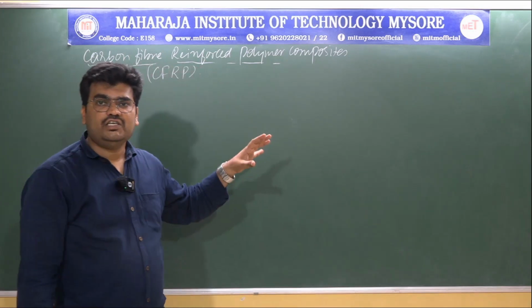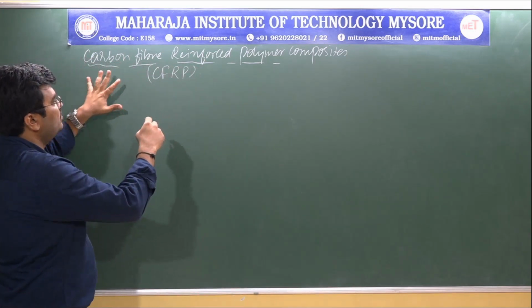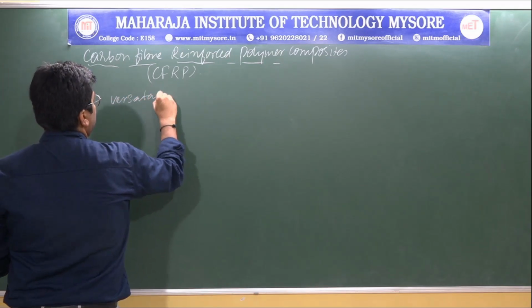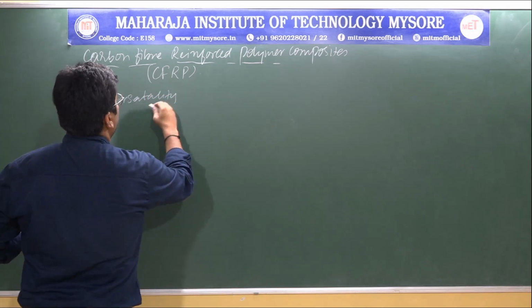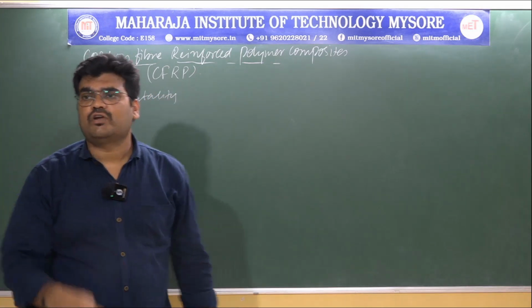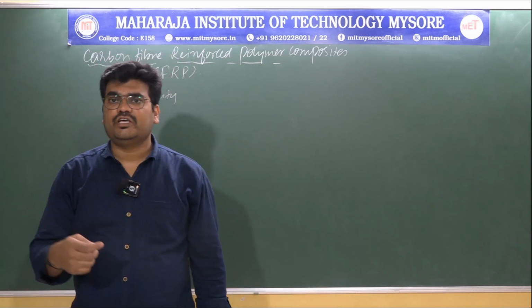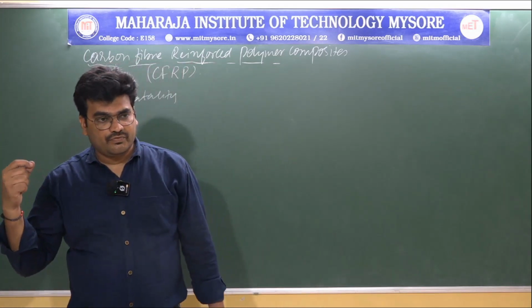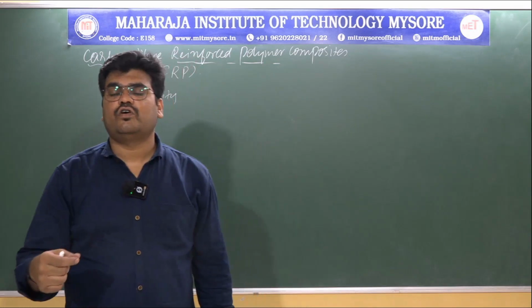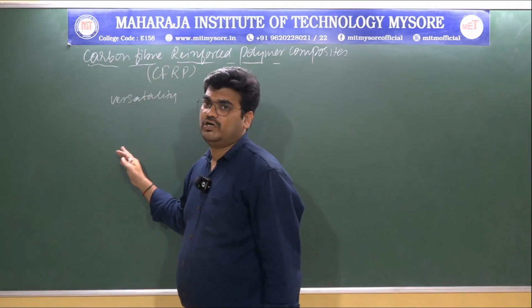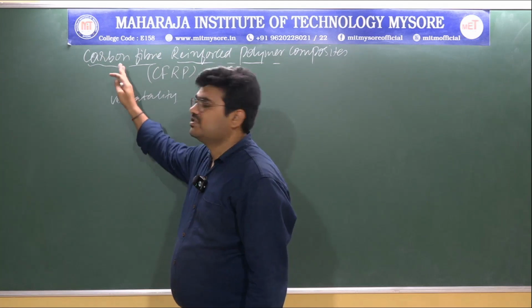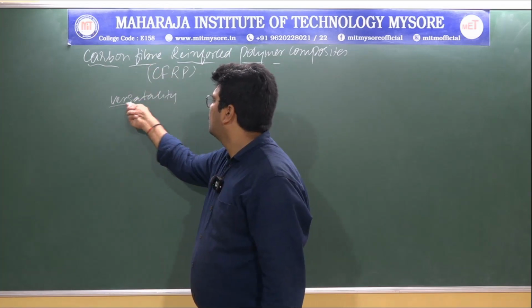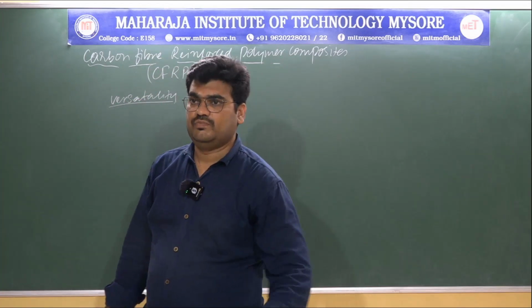Why? Because they show great versatility. This carbon fiber based polymer composite shows great versatility because of the presence of carbon atoms. The carbon atoms enable them to chemically bond with other carbon based materials and with a wide variety of different elements, forming very strong covalent bonds. That is why carbon based fibers are more versatile than any other fibers.